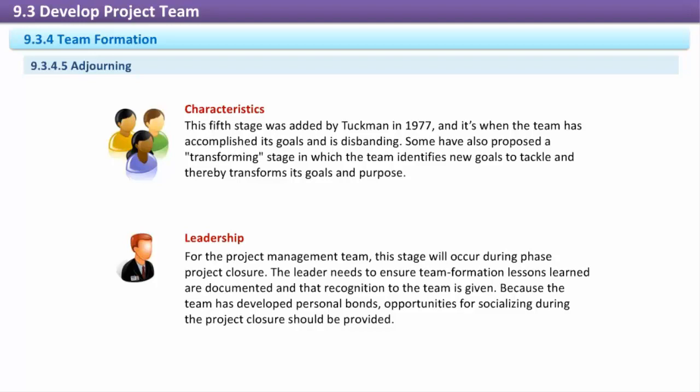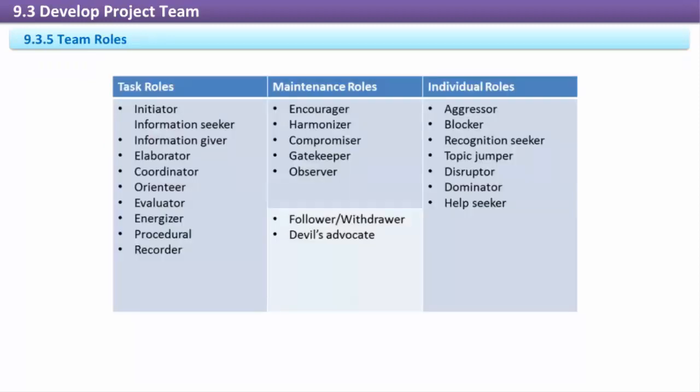The leader needs to ensure team formation lessons learned are documented and that recognition to the team is given. Because the team has developed personal bonds, opportunities for socializing during the project closure should be provided. Team roles. Regardless of the person's project role or title, he or she adopts a predominant team role in different group situations. These team roles are usually a byproduct of the person's skills and personality.